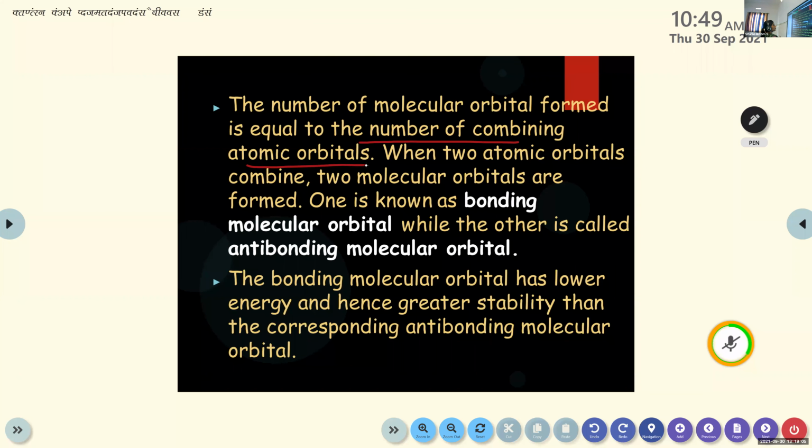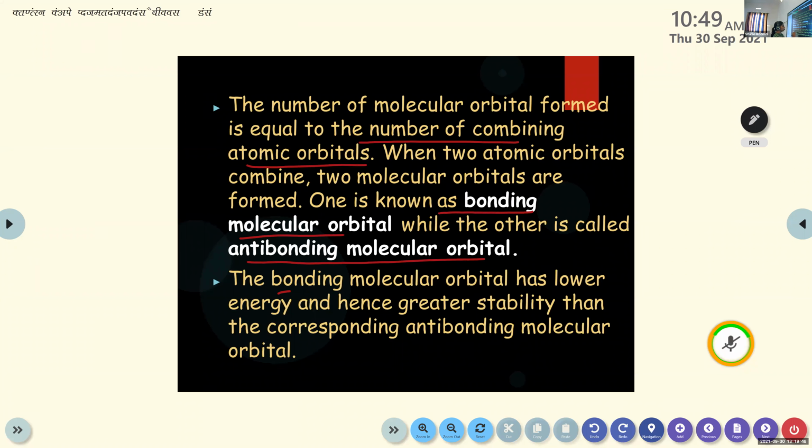When two atomic orbitals combine, two molecular orbitals are formed. One is known as the bonding molecular orbital, while the other is called the anti-bonding molecular orbital. The number of molecular orbitals formed is equal to the number of atomic orbitals combined. When two atomic orbitals combine, two molecular orbitals are produced: one is the bonding molecular orbital and the other is the anti-bonding molecular orbital.